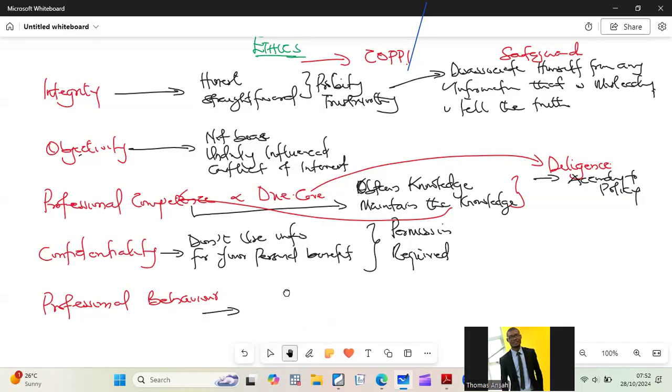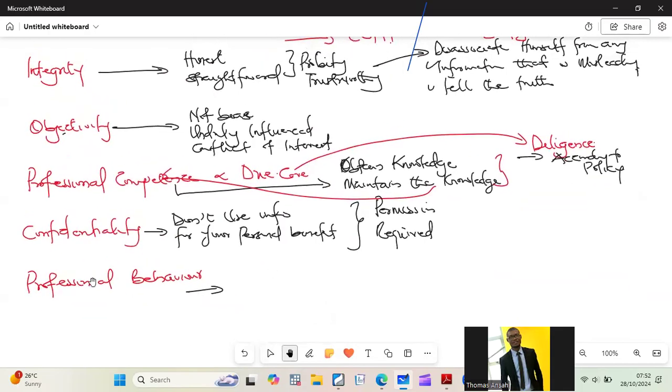Professional behavior has some tangent with all of them. So it means that here you have to be showing honesty. All right. You need to do your work in all honesty. What it means is that you do not behave in any way that will bring disrepute to the institution or to the profession. Don't behave in a way that will make people say, so is this what we see, who we say is an accountant?